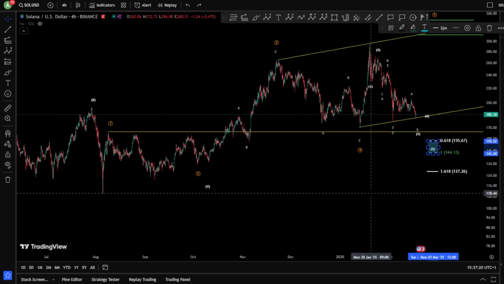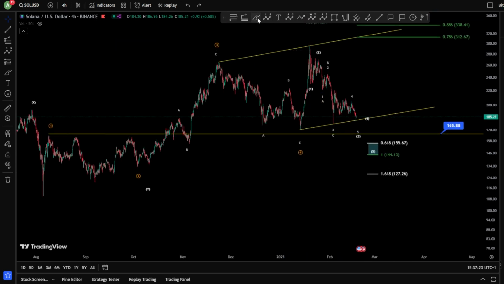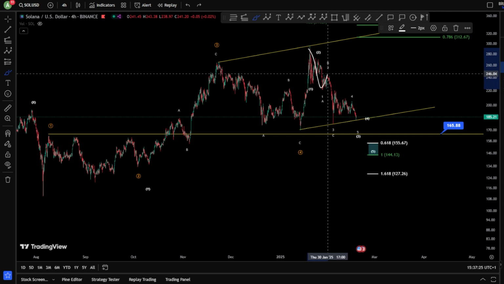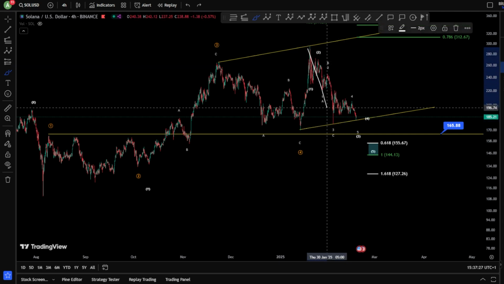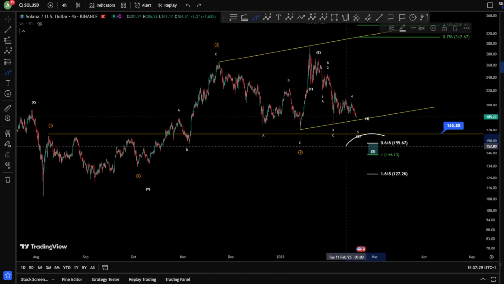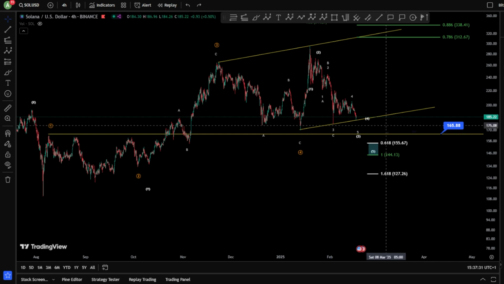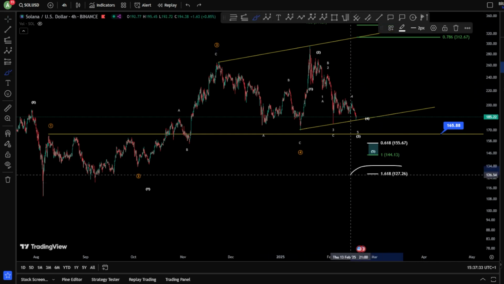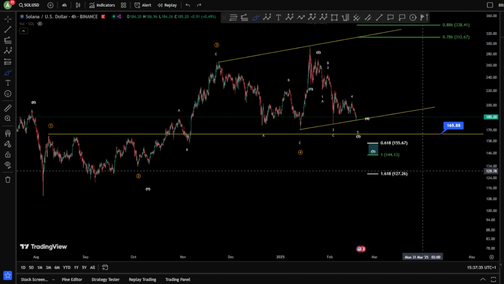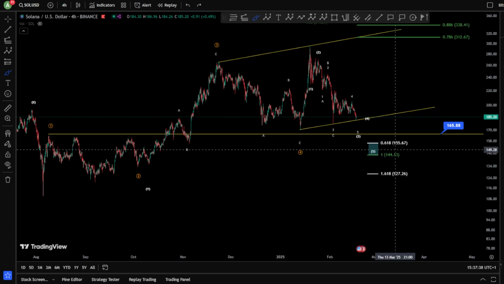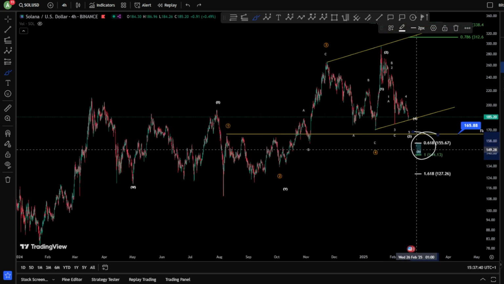And why these are the possible scenarios? Because in case we are first in W, X, and a Y, meaning in a big zigzag, these are the first possible scenarios. Now, of course, if we are impulsive, 1.618 directly. So yeah, we're gonna see and watch. Let's hit those first and see what's gonna happen.